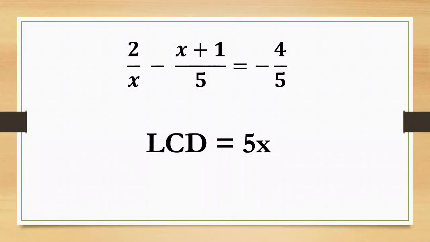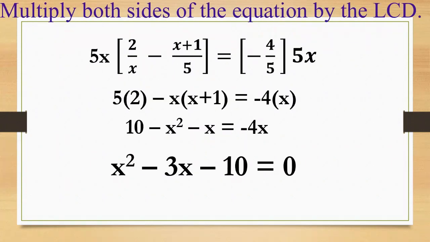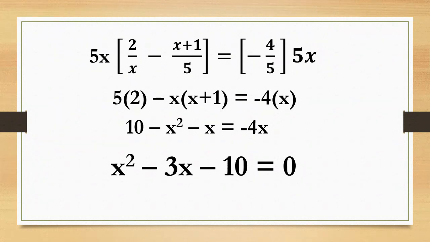And since there is no common factor between x and 5, the product of x and 5 is the LCD. So the least common denominator of the rational expressions is 5x. After we identify the least common denominator, we proceed to step number 2, and that is to multiply both sides of the equation by the LCD.